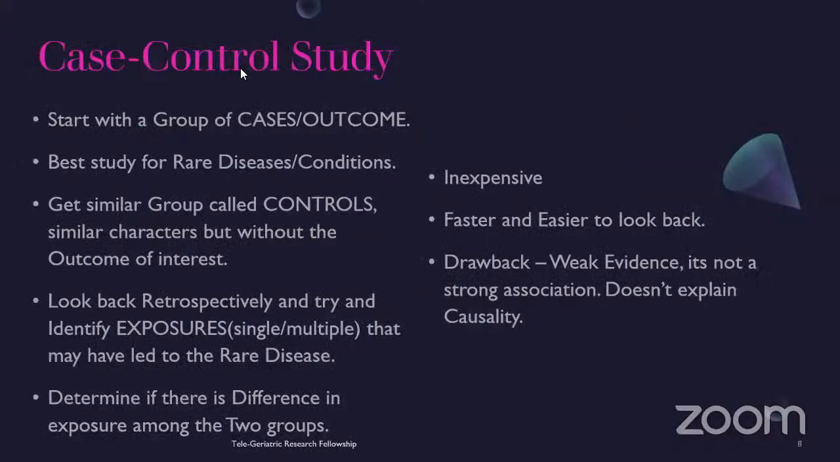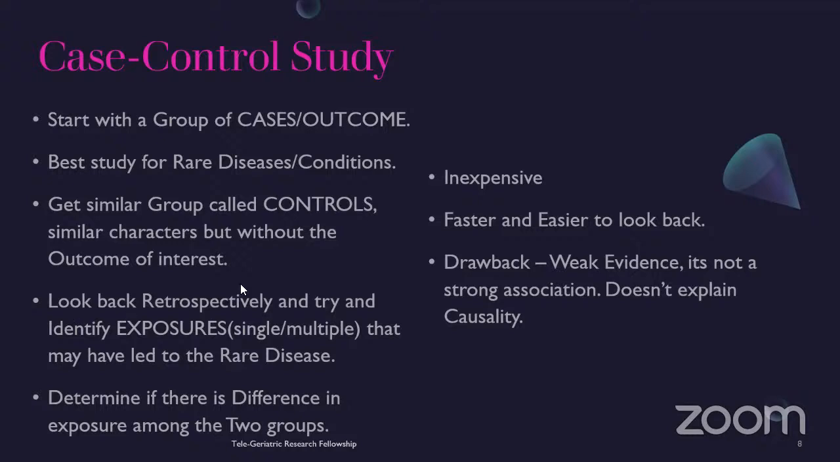So now case control study. So we said, what is a case control study? We are going to start with the case. Start with a group of cases or an outcome. This is the best study for rare diseases because you're picking up the rare disease as the case. So that's the best. Get a similar group called controls, with similar characters, but they do not have the outcome of interest, right? That's what controls are.